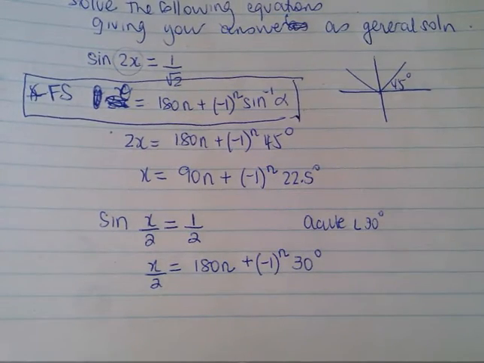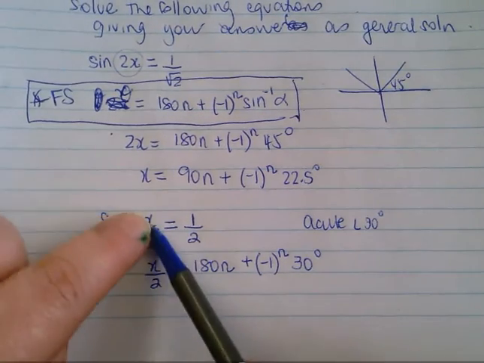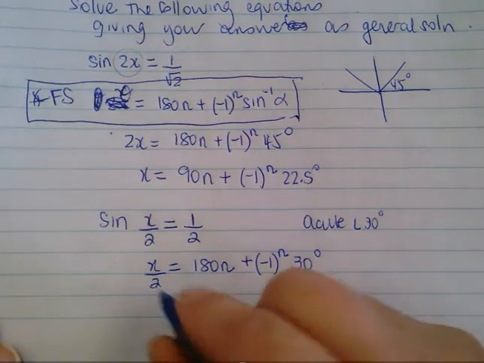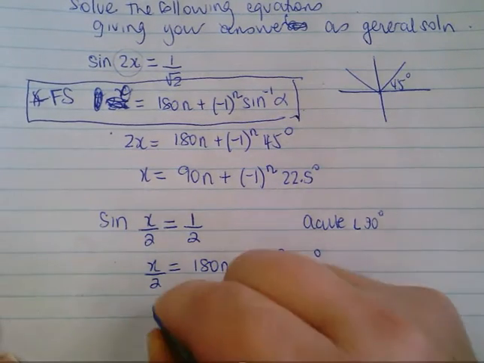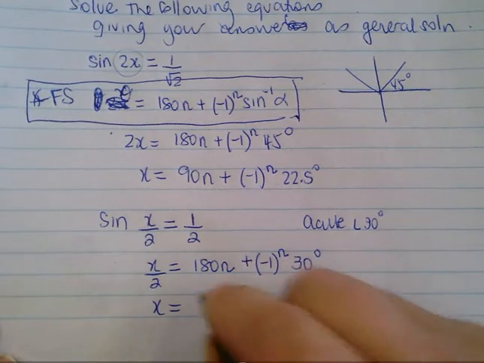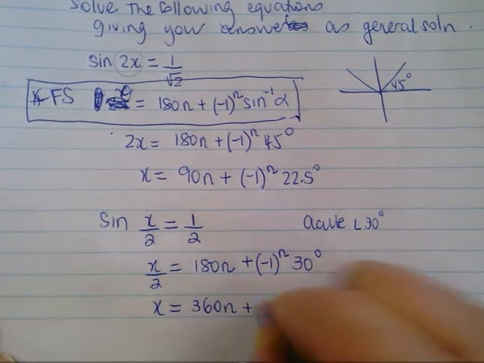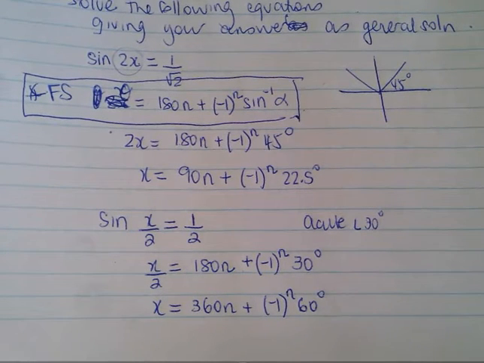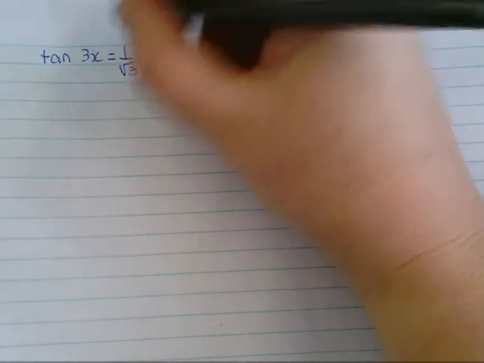Are we okay with that? So just that angle is 180n plus negative 1 to the power of n of 30. So what do you think we do now to find x? Multiply through by 2. So it's 360n plus negative 1 to the power of n of 60 degrees. All right? Now I'll just do some for tan and cos as well. And I'll have to do some negative ones as well. All right? Actually, I'll do this one.